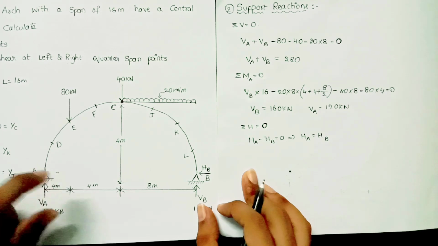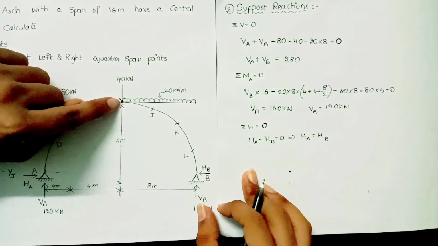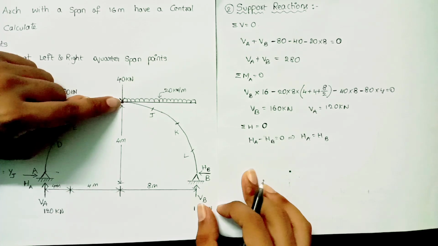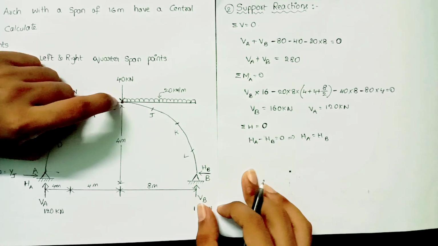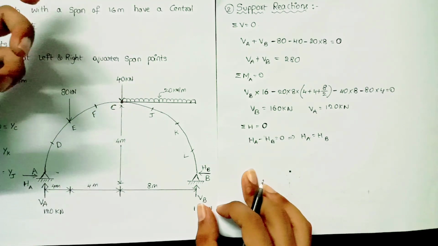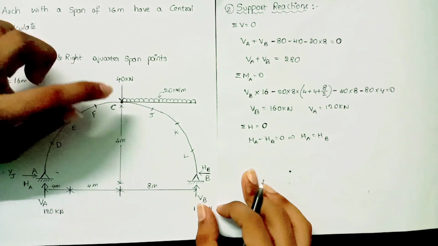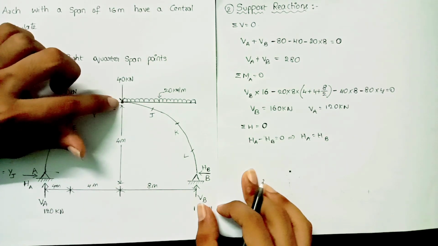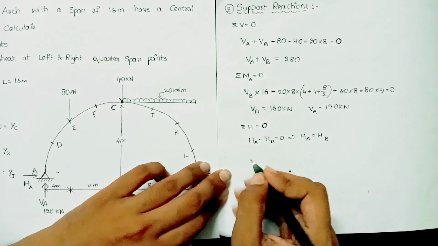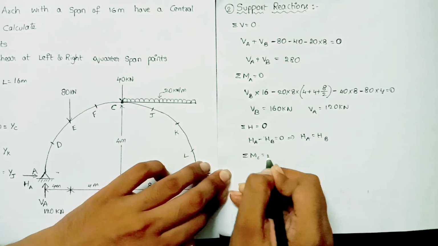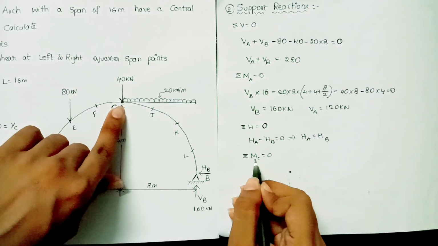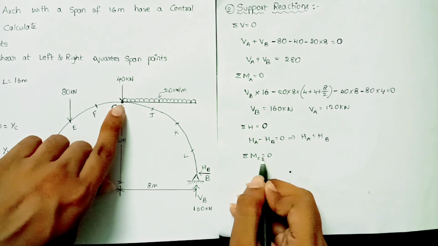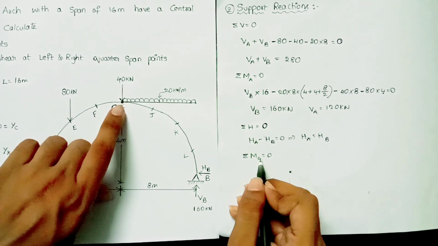In order to find the horizontal reaction, I have to take the moment about C, because we know that there is a hinge at point C. We also know that the moment at hinges will be equal to 0. So at this point we know the moment at C equal to 0. So I am taking sigma Mc equal to 0. That means the algebraic sum of moments about point C is equal to 0, because here we have a hinged support. At the hinged support moment will be equal to 0.